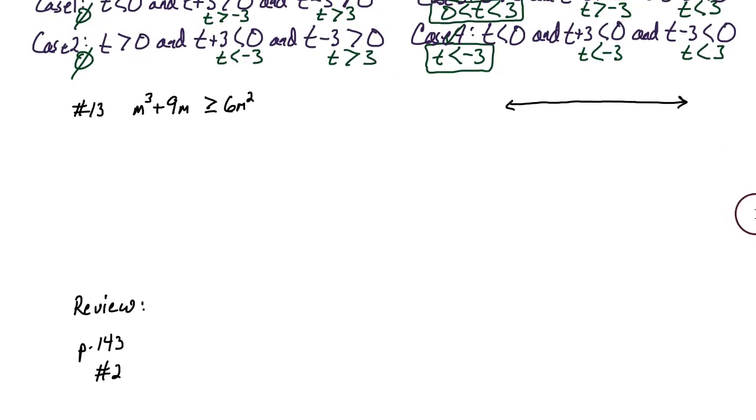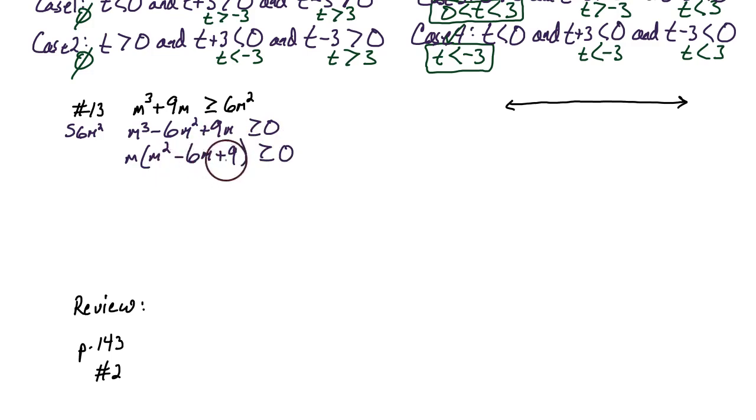Now number 13. We don't have a 0 on one side, so let's take care of that. We're going to subtract the 6m squared from both sides. We get m cubed minus 6m squared plus 9m greater than or equal to 0. Now factor the trinomial by factoring out the GCF of m. We're left with m squared minus 6m plus 9.